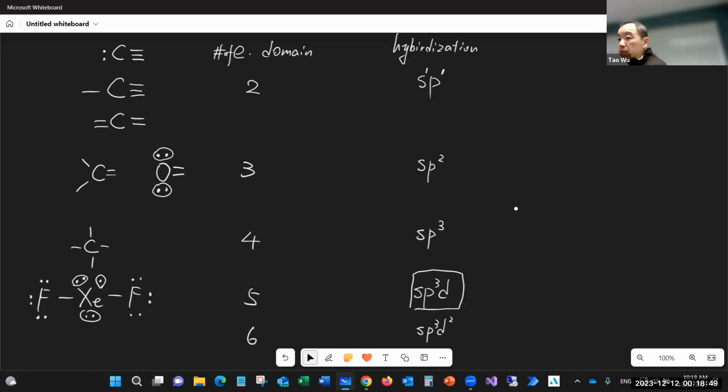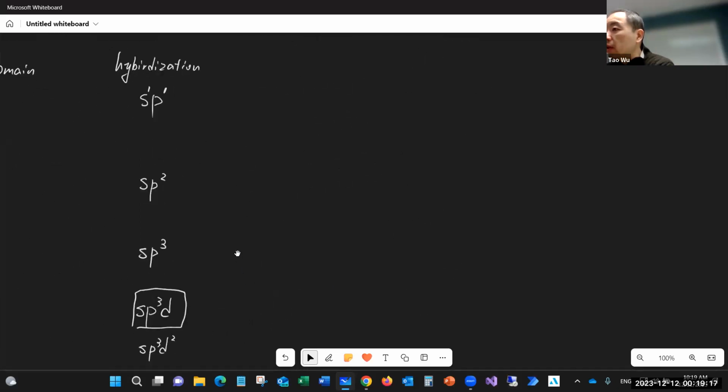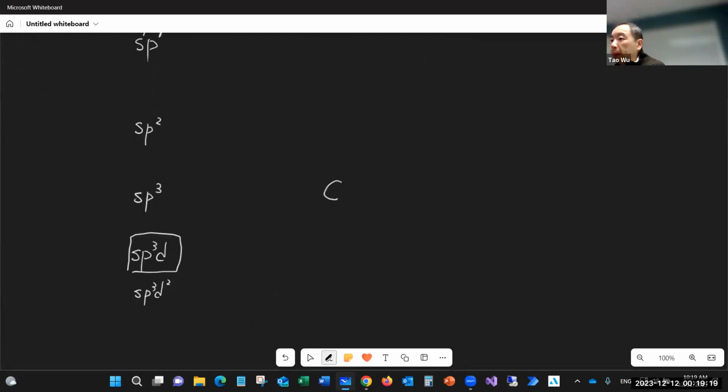Okay, so I'm just saying, to determine the hybridization for the central atom, in general, we just need to look at how many electron domains are around it, including the lone pairs. Okay, not just the bonds, including the lone pairs. Then once you count how many, you will know what the hybridization is. Okay, yeah. So now I give you one example.